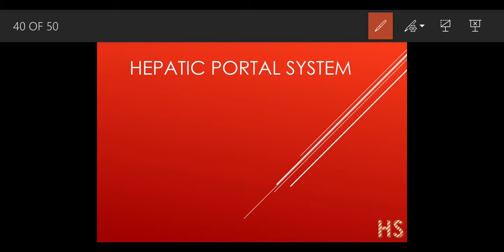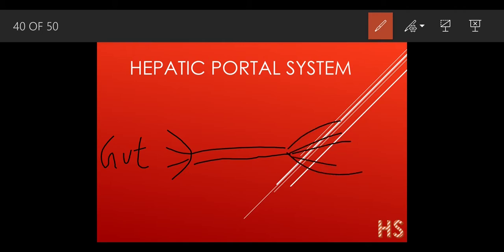See, suppose I am talking about the gut, and I am going to talk about the liver. What do you mean by gut? Gut means the abdominal region which consists of your stomach and intestinal part, the small intestine and the large intestine. So when the blood starts from the gut, I mean the stomach region, it first enters into the liver.